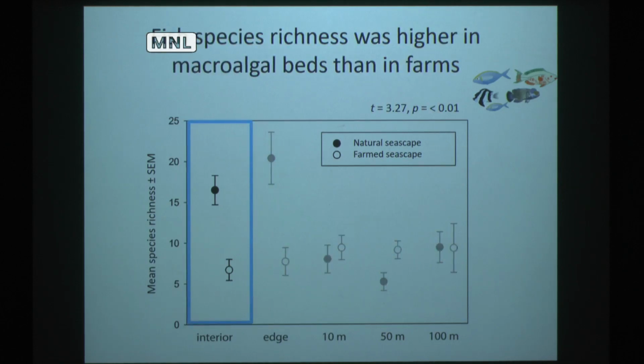So now if we look at species richness in the interior of the macroalgal farms and the macroalgal beds, we see that species richness was higher on the macroalgal beds. And this pattern could have been influenced by the higher cover of hard substrate as well as the other macroalgae and sponges found within these habitats. While in the macroalgal farms, we had rows of monocultures.